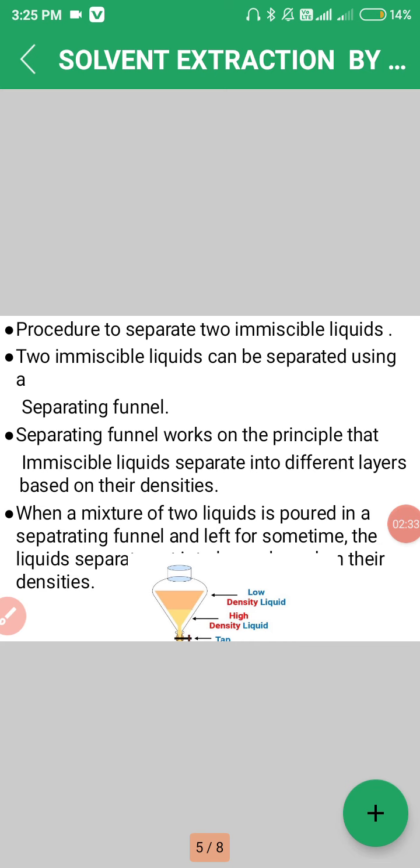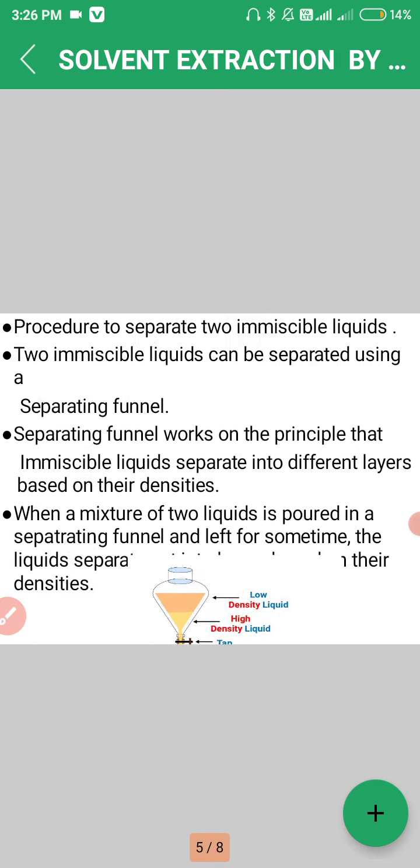The separation proceeds to separate the two immiscible liquids. Two immiscible liquids can be separated using a separating funnel. The separating funnel works on the principle that immiscible liquids separate into different layers based on their densities. Based on the density, the separation is clear.